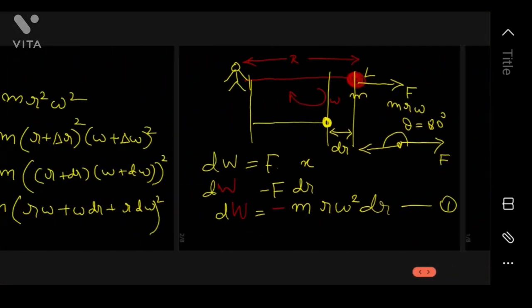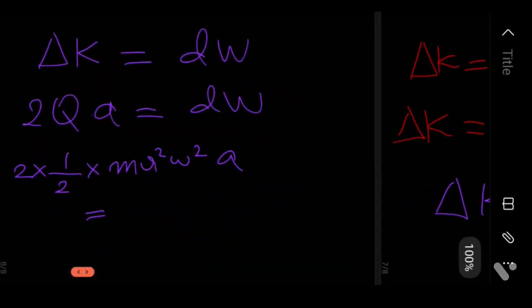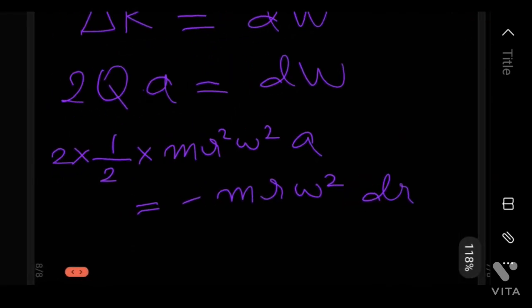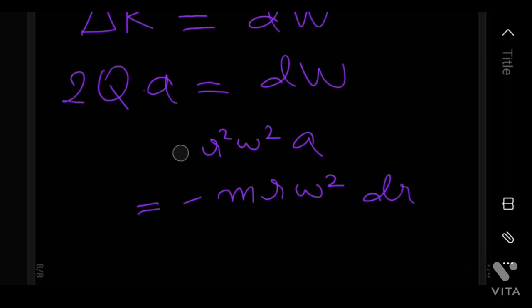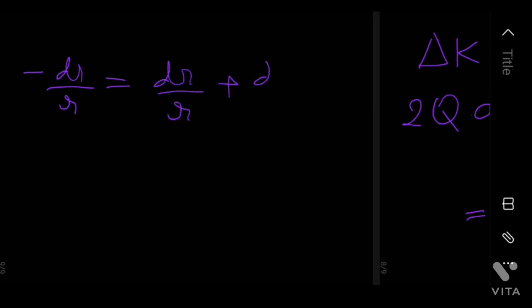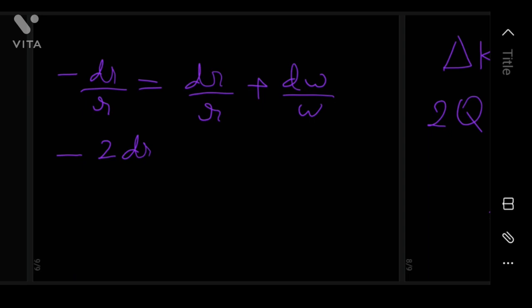dW is equal to minus m r omega square dr. So this 2 and 2 will be cancelled. This m will be cancelled. r and r cancel. Omega square cancels. So we can write minus dr by r is equal to a. a can be replaced by dr by r plus d omega by omega. So when you cross multiply, minus 2 dr by r is equal to d omega by omega.